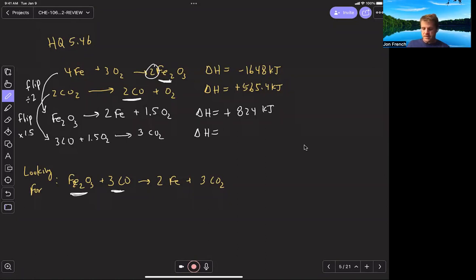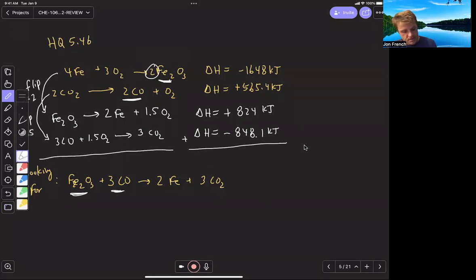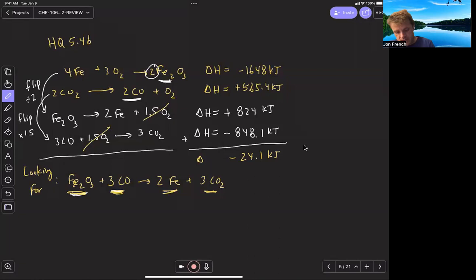So let's see, 565.4 times 1.5. And I get a negative 848.1. Now I can add those 2 reactions together and oxygen disappears like I need it to. And I'm left with iron 3 oxide plus 3 carbon monoxide yields iron and 3 carbon dioxide. And I'm left with negative 24.1 kilojoules as the delta H for that reaction.